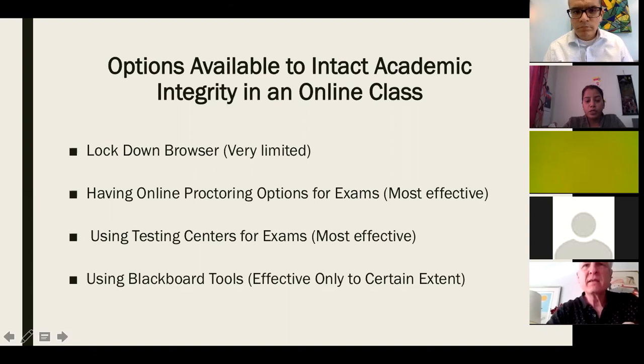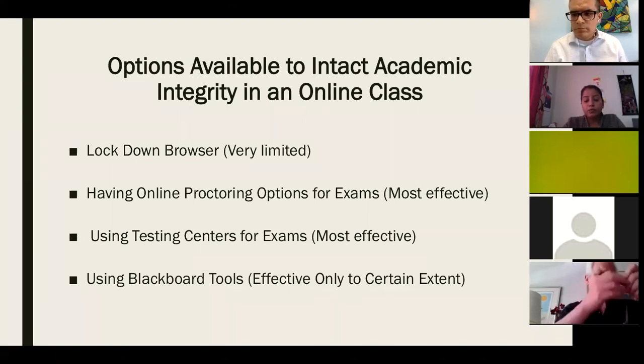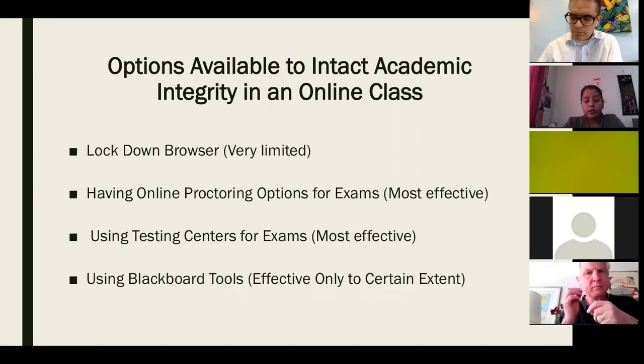Then the second option, which is most effective, is the online proctoring options, which also have their pros and cons, but it does provide the most effective way of controlling any potential cheating in an online class. At this moment, we don't have any service like that in our school, but many other CUNY colleges do. Actually, I made this presentation at the CUNY IT conference in December 2019. There are many other CUNY colleges who are already adopting such services. There are several companies who provide such services.